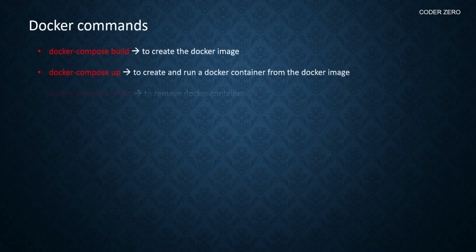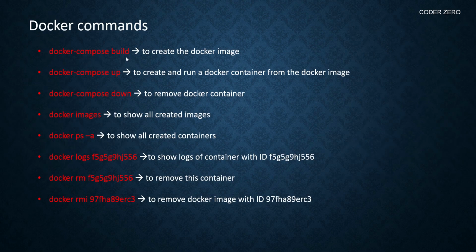So we'll be working with all these commands. Docker compose build will create the Docker image. Docker compose up will create and run a Docker container from this image. Then docker compose down will remove all the Docker containers that we created earlier. Then docker images will show all the created images. Then docker ps -a will show all created containers. Then docker logs with this container ID. Then docker rm with this ID, so we are removing this particular container. And then docker rmi with this ID, so here we are removing the image. Let's see all these commands in action.